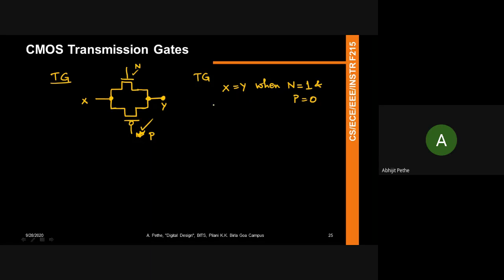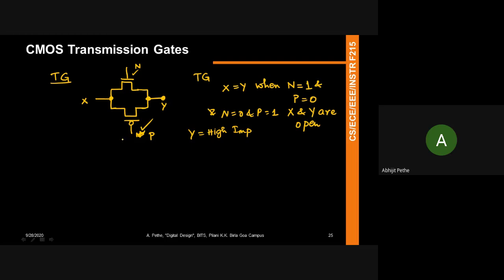And basically when N is equal to 0 and P is equal to 1, that is when both these transistors are off, then X and Y are open. Or I can treat my Y as a high impedance state. Again, let me repeat what a transmission gate is. A transmission gate is made up of an NMOS and PMOS between two nodes X and Y. X is equal to Y only when both these transistors are turned on. And the way you turn them on is you give a high voltage to N and you give a low voltage to P, then X is equal to Y. Else, Y is a high impedance.